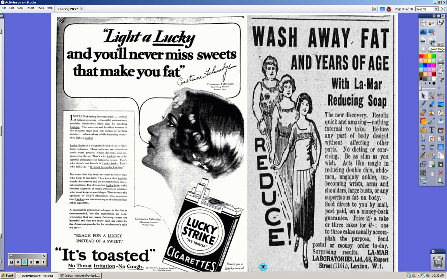All right, so here's some more Lucky Strike. Reach for a Lucky, and you'll never miss sweets that make you fat.